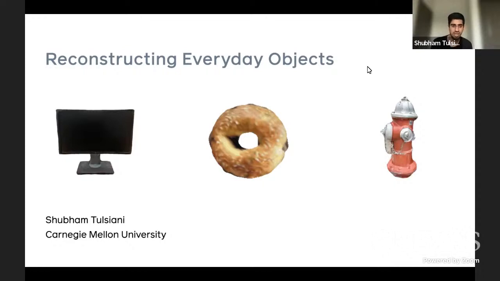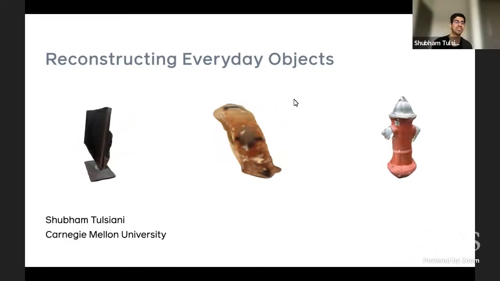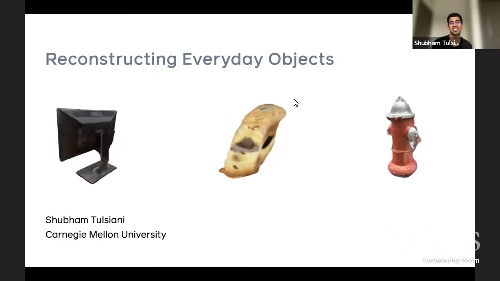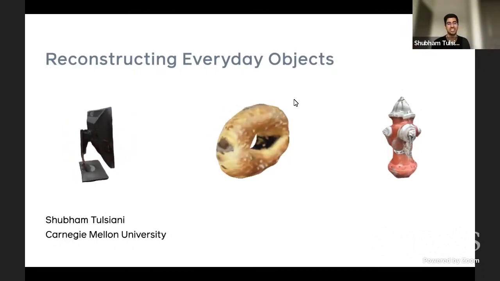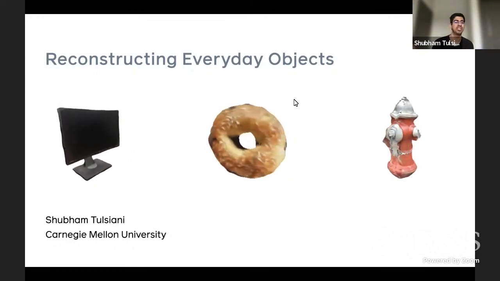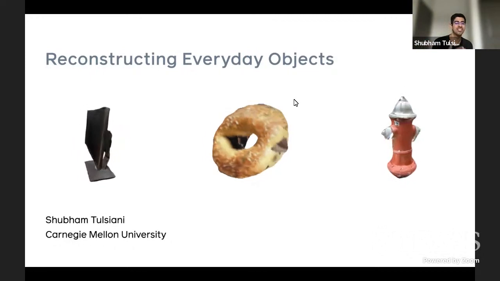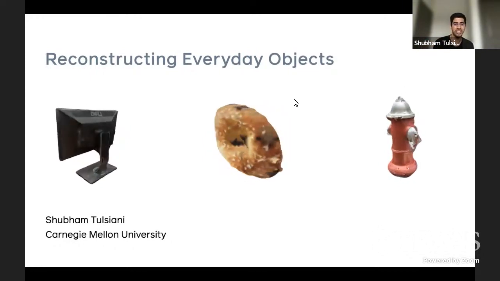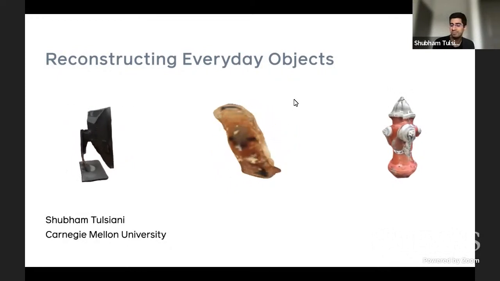Today I wanted to talk about trying to reconstruct everyday objects in 3D. Essentially, we want to build approaches or systems that can reconstruct over tens of thousands of object categories that exist in the world. Just to show 3 specific examples among those, these systems can pretty accurately reconstruct the 3D shape of things like monitors, bagels, or fire hydrants and other commonplace things that surround you.